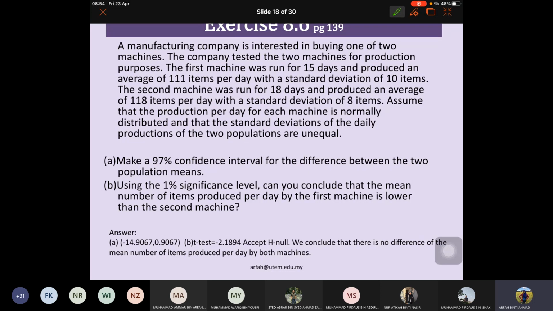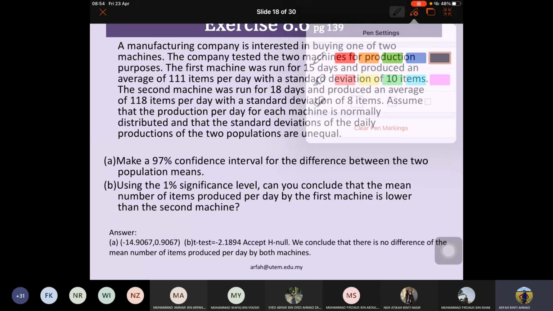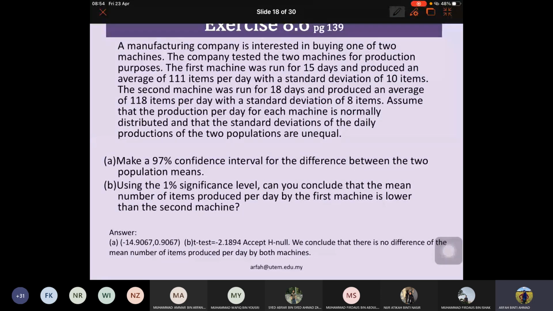So assume that the production per day for each machine is normally distributed and the standard deviation of the daily production of the two populations are unequal. So a manufacturing company wants to buy two machines. Maybe machines for making bread or something like that, okay, he didn't say. So he tries the first machine, he's not sure which machine to buy. The first machine or the second machine.